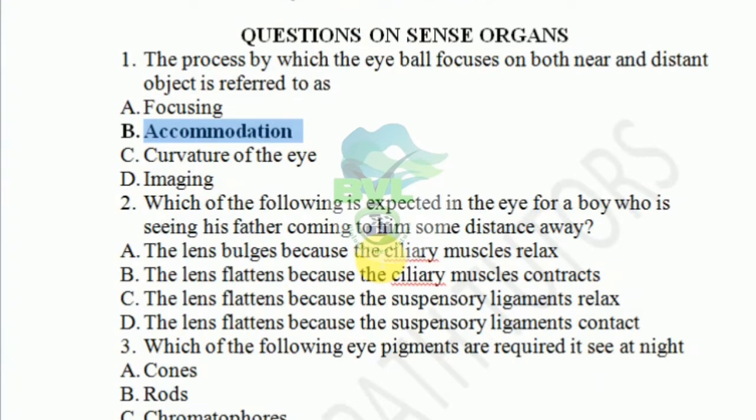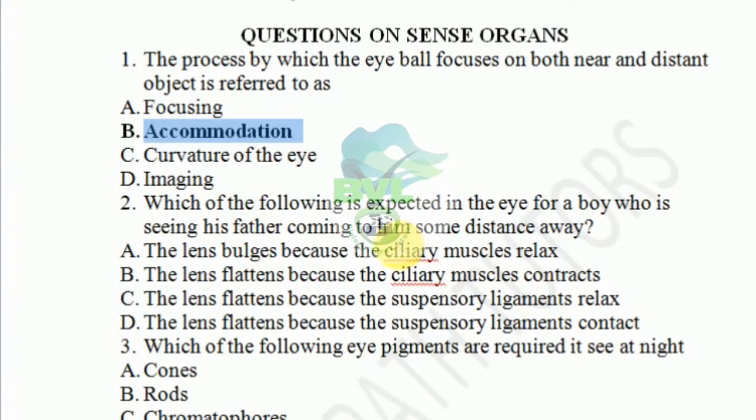Now, which of the following is expected in the eye for a boy who is seeing his father coming to him some distance away? There are some things that happen in the eyes for us to see a far distant object as well as a close object. Generally, when we see a distant object, the eyeball, or let me say the lens, flattens, while if we are seeing a closer object, the lens becomes more rounded, or we can say bulges. So in our options, we'll look at the ones that have to do with flatness. That's option B to D.